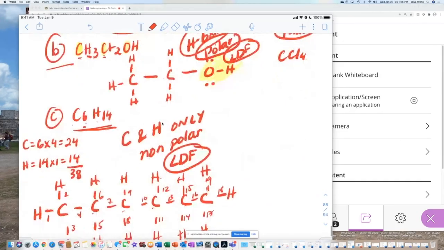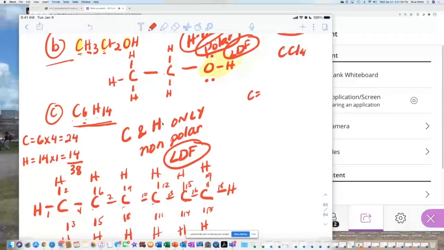And then CCl4. For this one here, I'll work it out. Carbon is 1, group 4. Chlorine, we have 4, group 7. 4 times 7, 28. Add these two, 32.